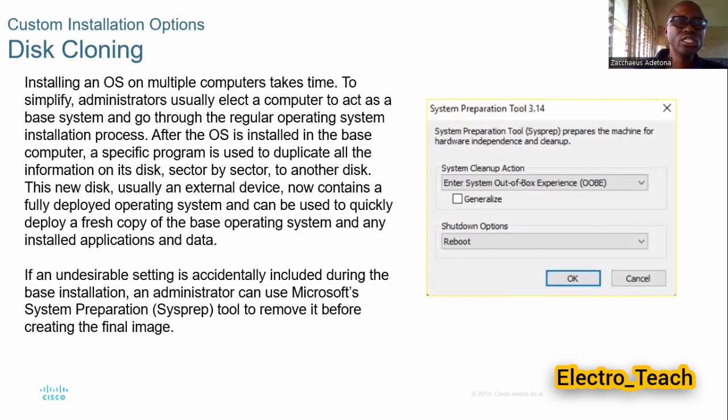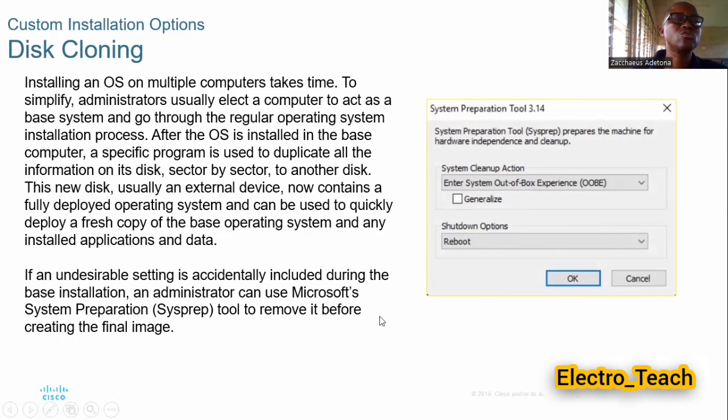Now, during the copying of the OS from the base computer, if an undesirable setting is accidentally encountered, the administrator can use the Microsoft System Preparation tool, which is called the Sysprep tool, to remove it before creating the final image. Otherwise, there will be an error in the image created, and it will not allow the operating system to be installed on the other systems properly. So if you check the screen here, we have the system preparation tool, and this is what can be used, Sysprep, to remove any error from the initial installation of the base system.